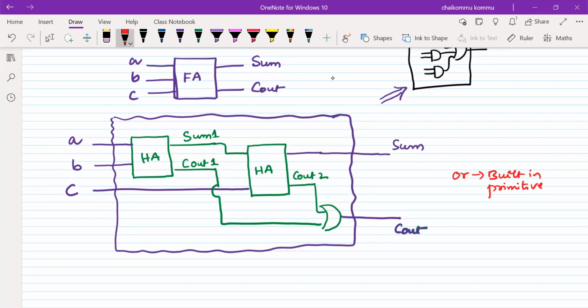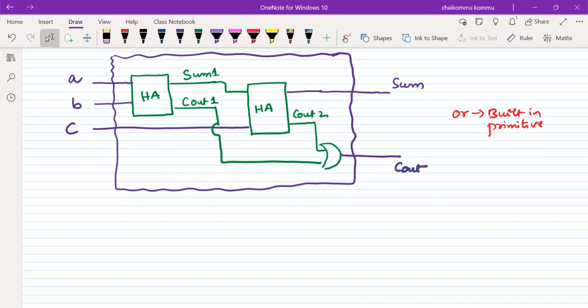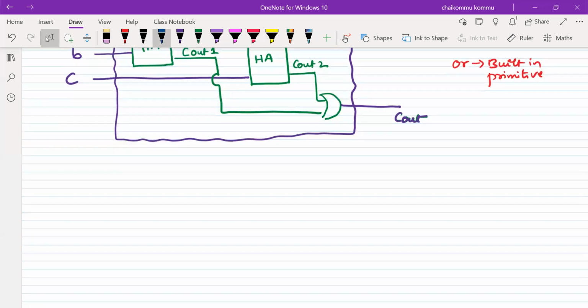Is it clear? So it is the interconnection of components. Whenever we are using the interconnection of components, it is advisable to write a Verilog program based on structural modeling. Clear? With the help of this only, it is possible to do this. So first we have to define what we mean by a half adder. Shall we write the half adder first?